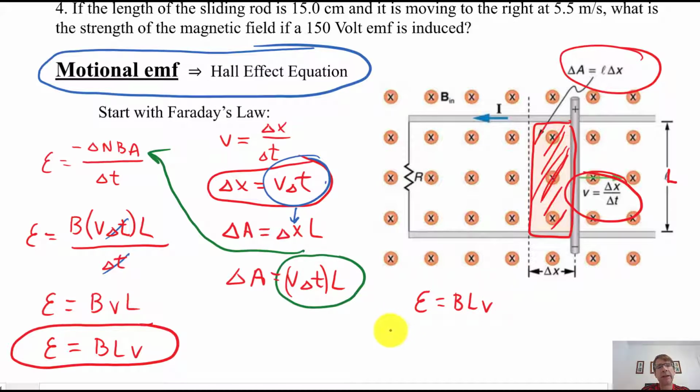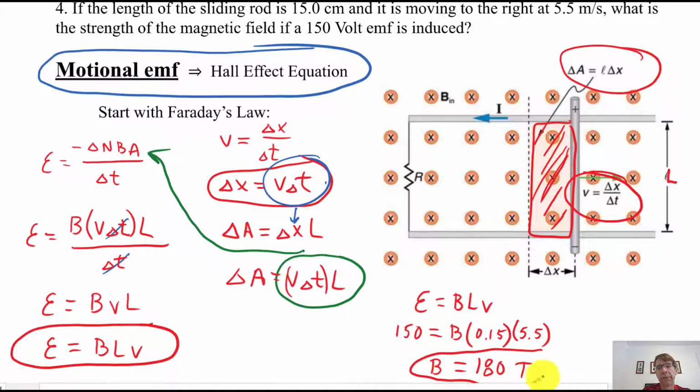It tells you that E, this is a straight substitution. 150, we're looking for B, will be in Teslas. L is 0.15 meters, and the velocity is 5.5 meters per second. So that's just divide the 150 by 0.15, and then divide by 5.5, you get 180 Teslas. That's quite a strong magnetic field because it's a lot of potential difference, 150 volts.